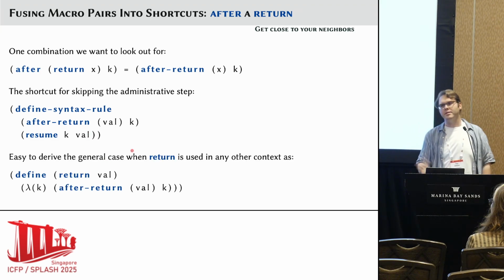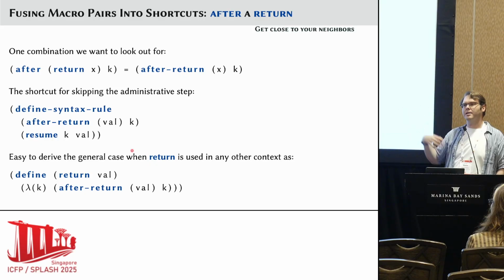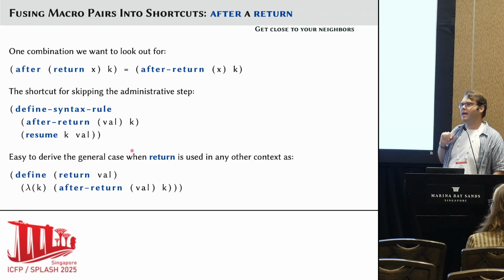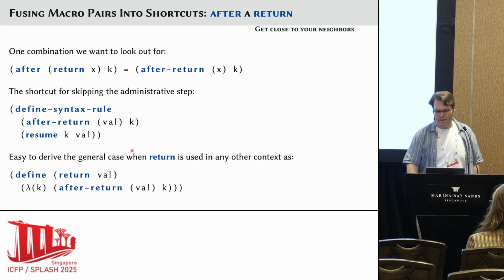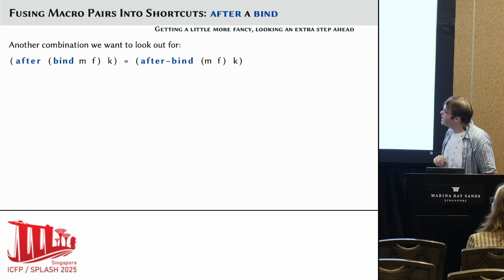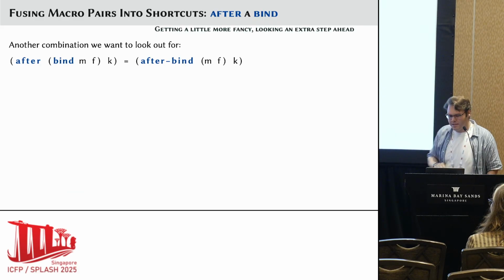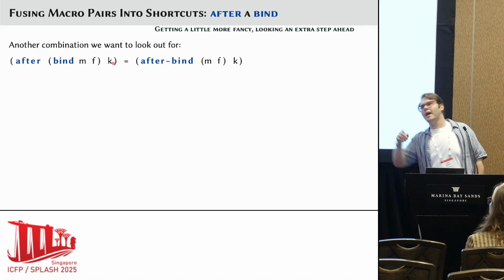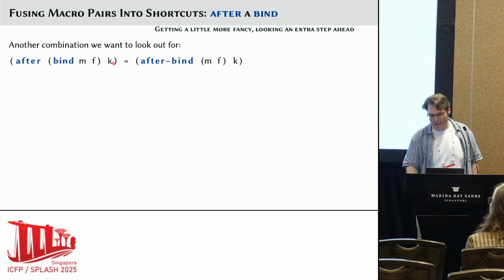And then the general case, we can just generate by eta expansion. So you don't really have to write it twice. We kind of do, but the general case is always just going to say, here's the eta expanded form. So if I don't have the k at the moment, then just be a lambda that takes the k, and then do the specialized case. And you do the same thing with bind, right? After bind is saying, well, I need to run m, bind the result to f, and then after that, pass the result of that to k.